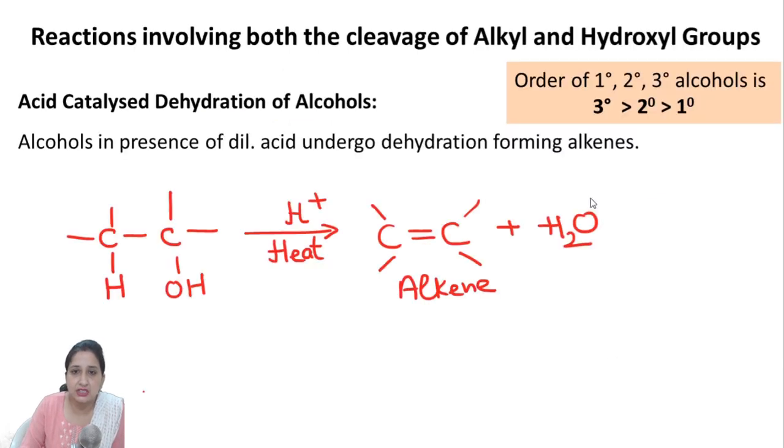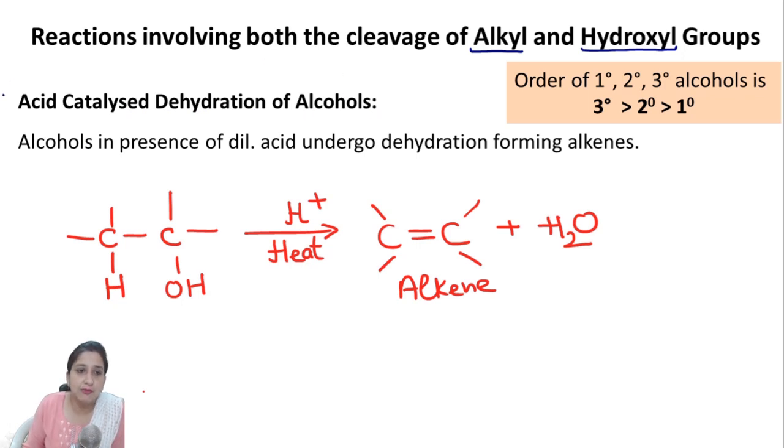So next reaction is the third type of reactions, which will involve both the cleavage of your alkyl group and hydroxyl groups. So in this type of reaction, again the order of reactivity of different alcohols is 3 degree more than 2 degree more than 1 degree. In this particular case, what is the case? Acid catalyzed dehydration of alcohol.